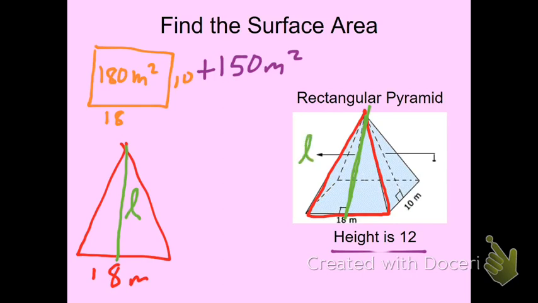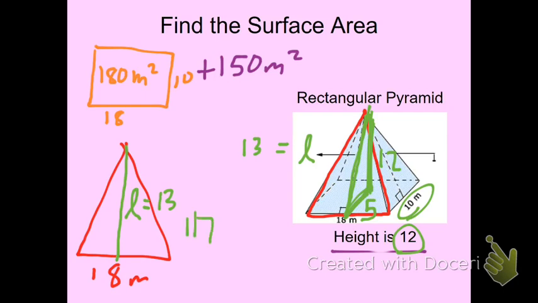Now the slant height, L, is the hypotenuse of this right triangle, where this side is 5, and this leg is 12, because it tells us the height is 12. And 5 is just half of 10, because this goes right down the middle of the rectangle. If we do the Pythagorean theorem, we get that the slant height comes out to be 13. So if we find the area of one of those triangles, we get 18 times 13 divided by 2, and we get 117. There are two of those triangles, so we get 234 square meters.